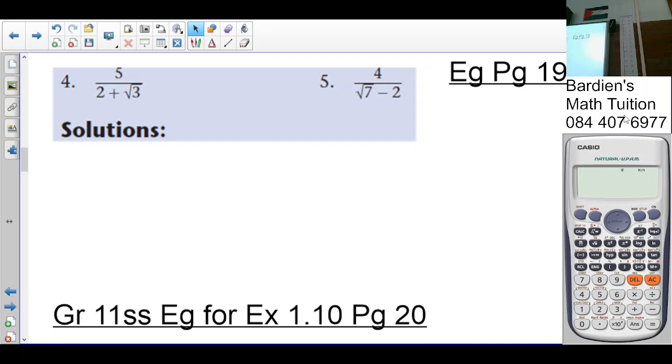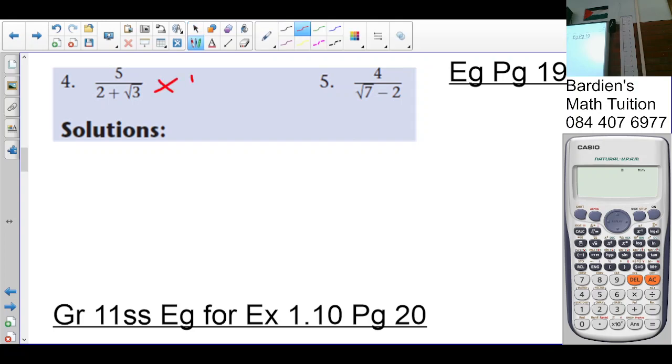That's better, isn't it? People, number 4. Is that denominator rational or irrational? Irrational. Okay. So, if you're looking at that there, what do you think I want to multiply this by?